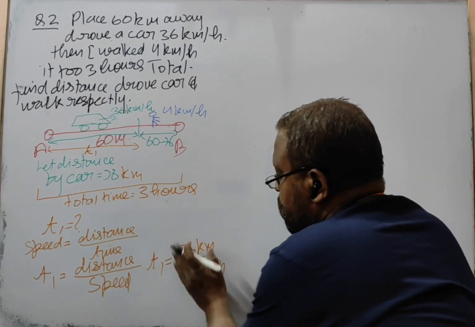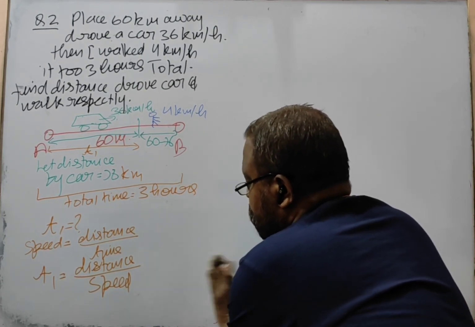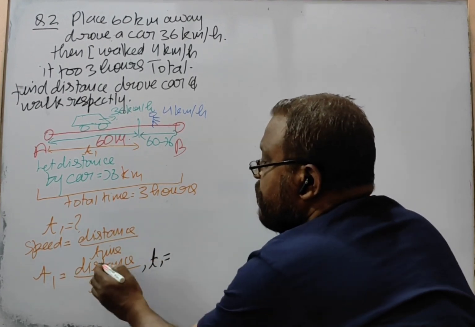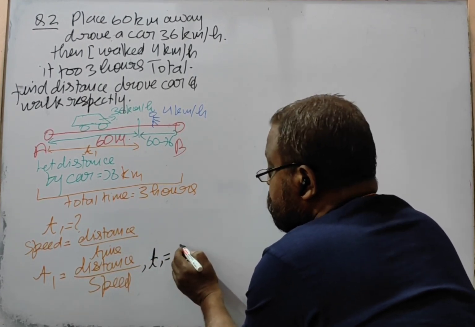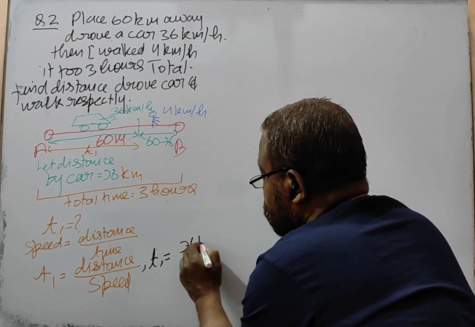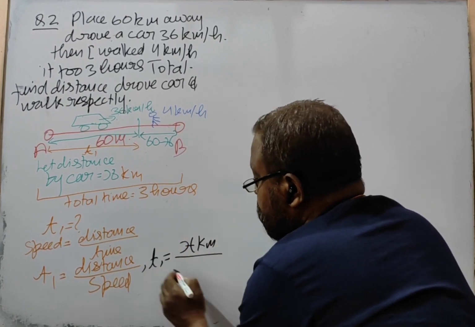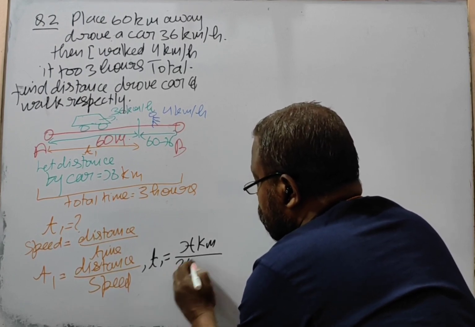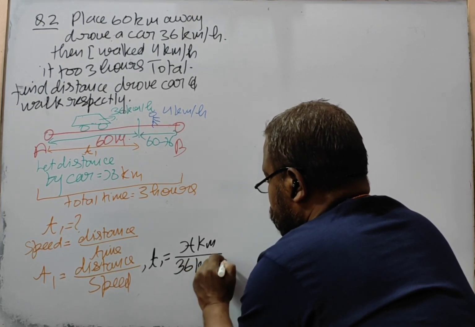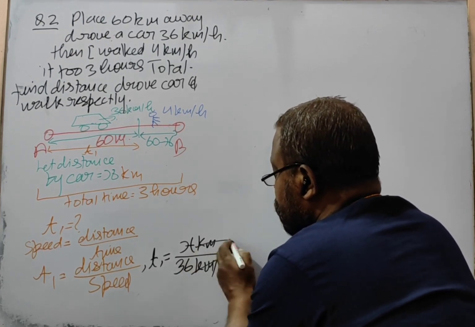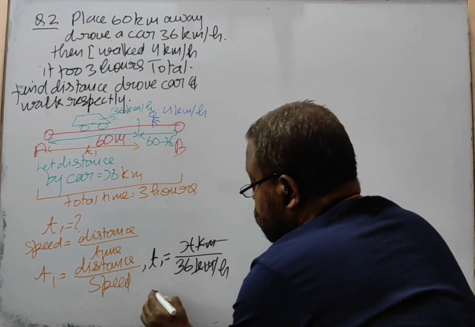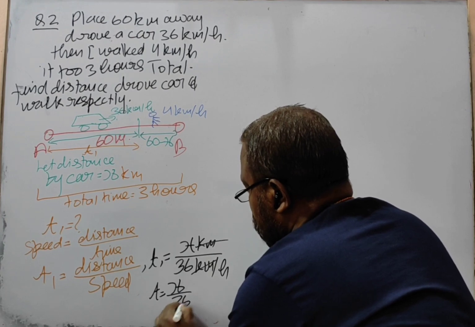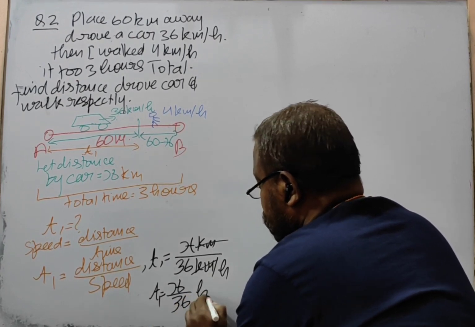Now this, should I write like this, that T1 is equal to distance traveled, which is X kilometers, and speed is 36 kilometers per hour, right? So this kilometer is gone, hour goes up, so T1 is equal to X upon 36 hours, right?